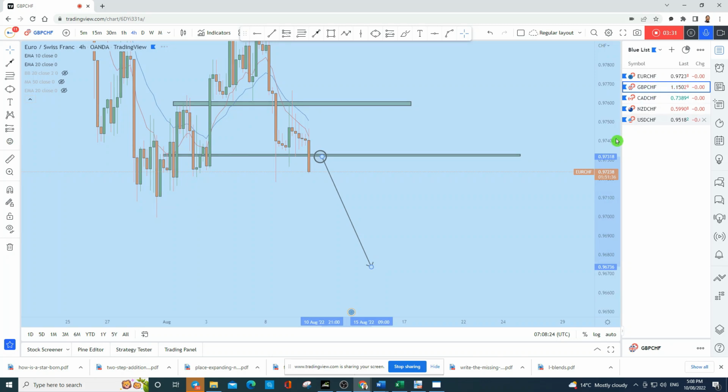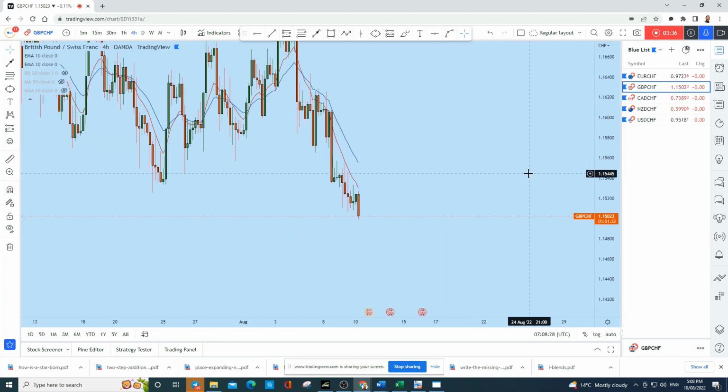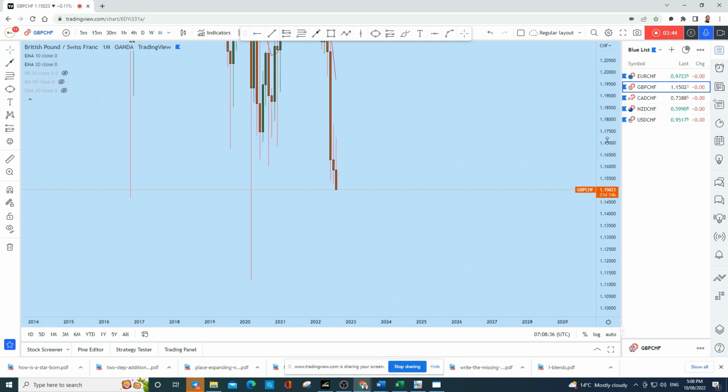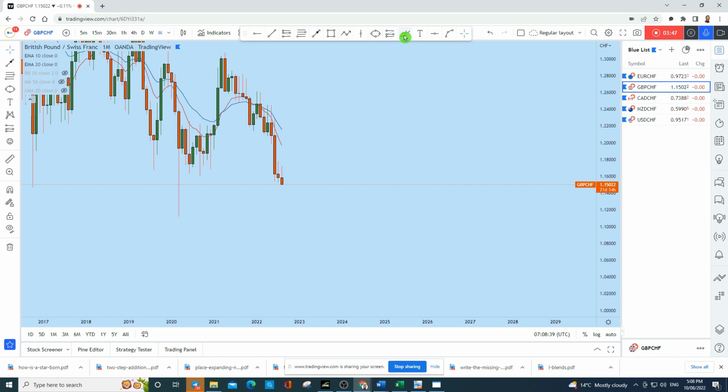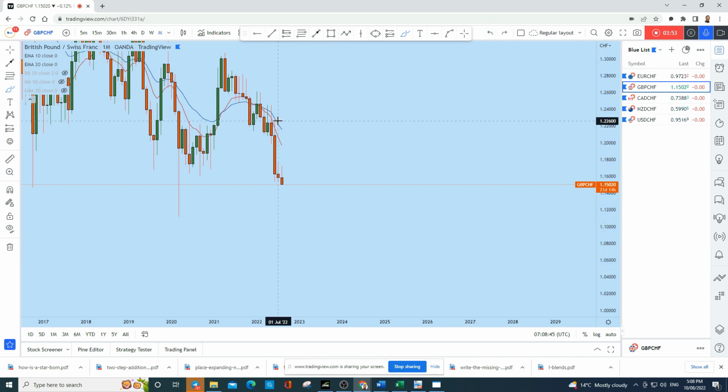Now let's look at GBP CHF. Like the Euro CHF, GBP CHF is also bearish, but it looks a little bit more strongly bearish than Euro CHF. Now, if we look at the multi-time frame analysis on GBP CHF, we have seen the same thing: after a long consolidation and deceleration on the monthly, GBP CHF started to drop after this big drop followed by this doji.